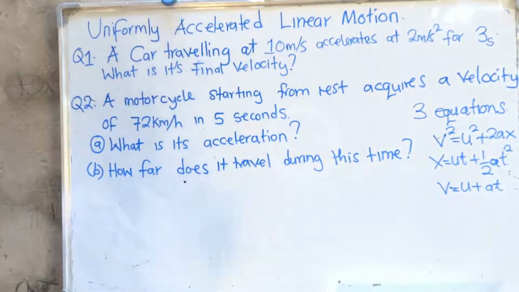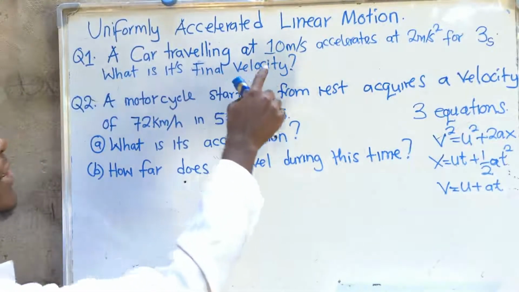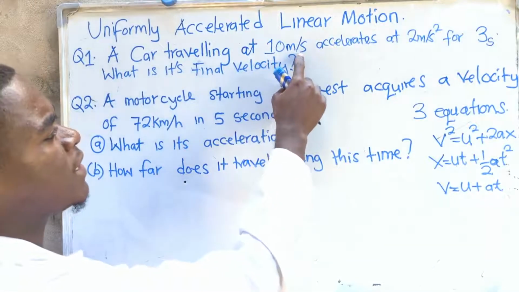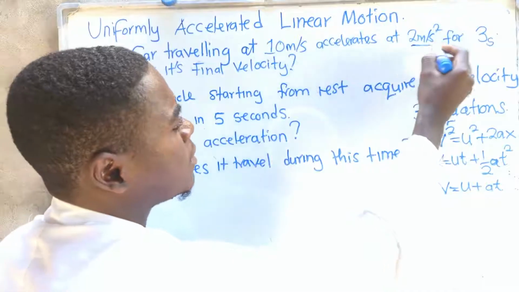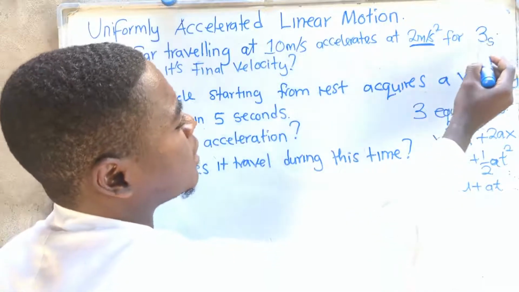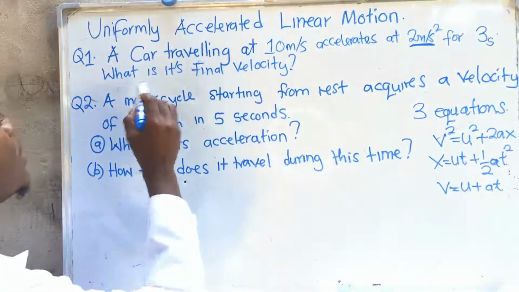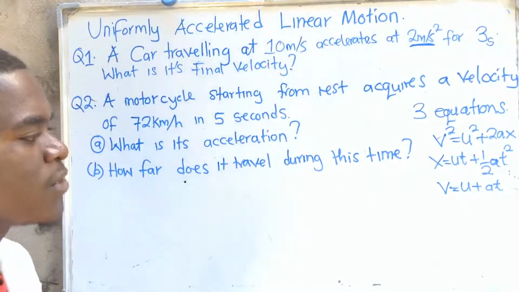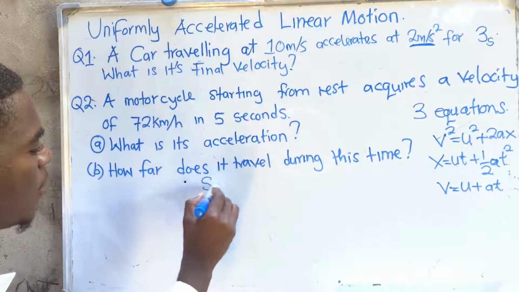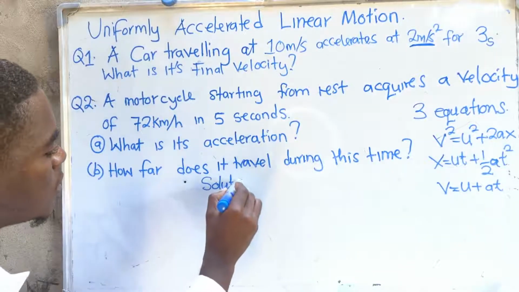The first question is saying a car traveling at 10 meters per second accelerates at 2 meters per second squared for 3 seconds. What is its final velocity? I'm going to say solutions.